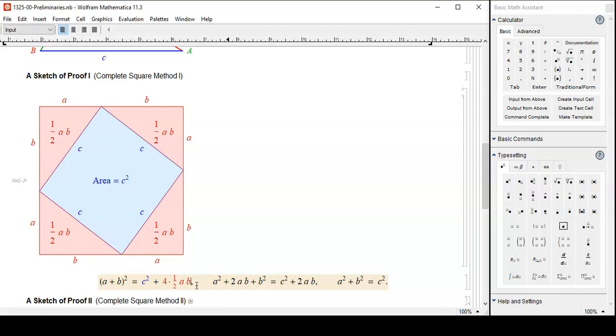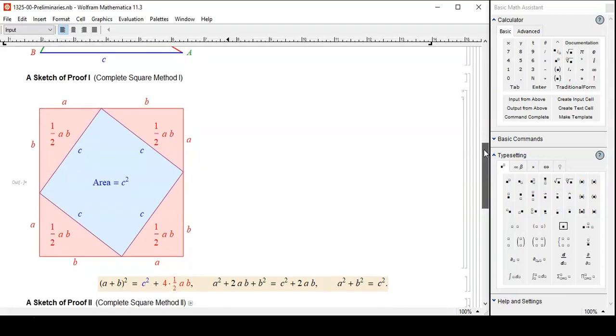All right? And then you can work out algebraically. This complete square, you can break it down as a squared plus 2ab plus b squared. And the right-hand side is c squared plus 2ab after simplification. And with further simplification, you get a squared plus b squared equal to c squared because this plus 2ab and that plus 2ab would cancel each other out. So it's coming from a single picture like this.